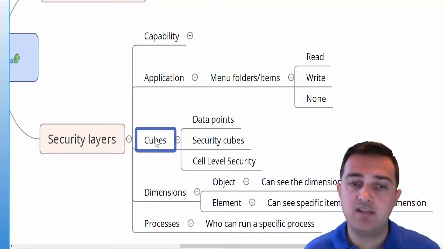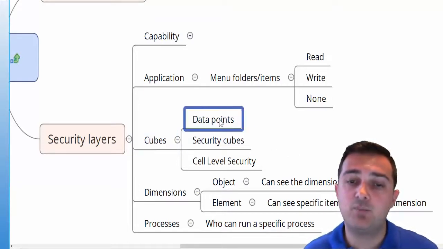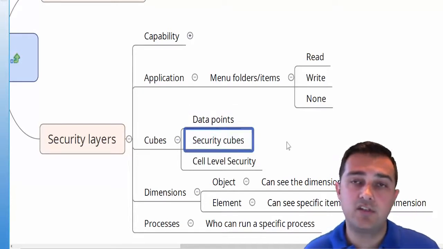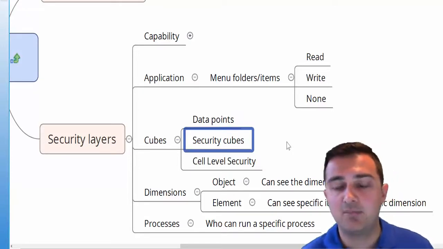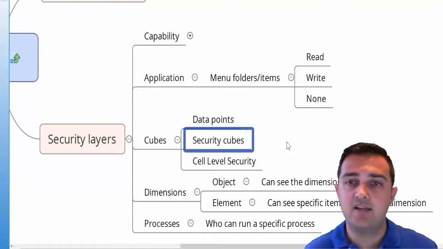Cubes. So typically, cube security is related to the data points. So this is what specific data can someone be looking at or interacting with. We can set up security cubes to provide a little bit easier management. In a typical case of a planning scenario, you're going to have scenario, year, period. Those are things you really want to control.